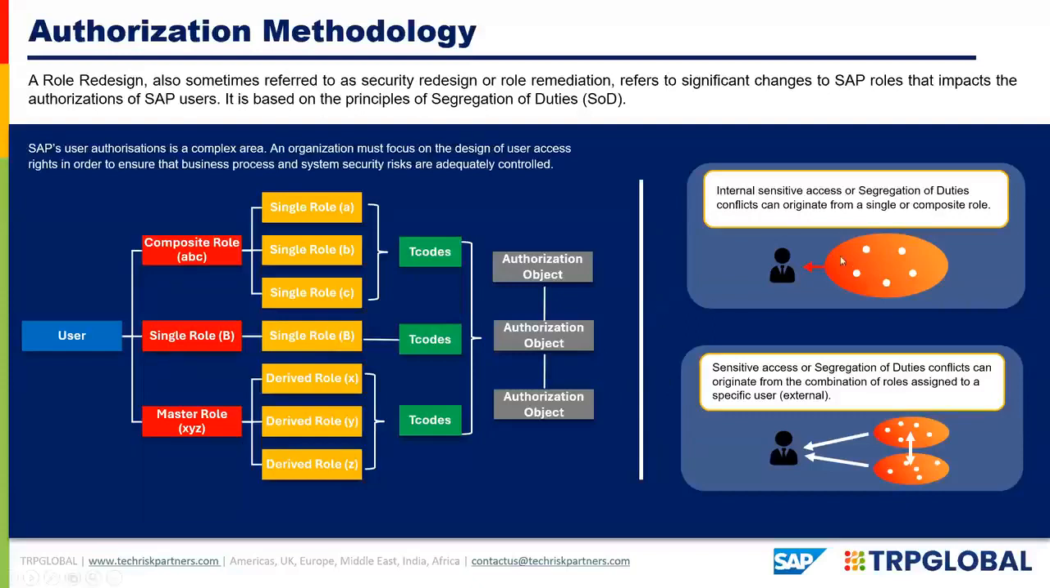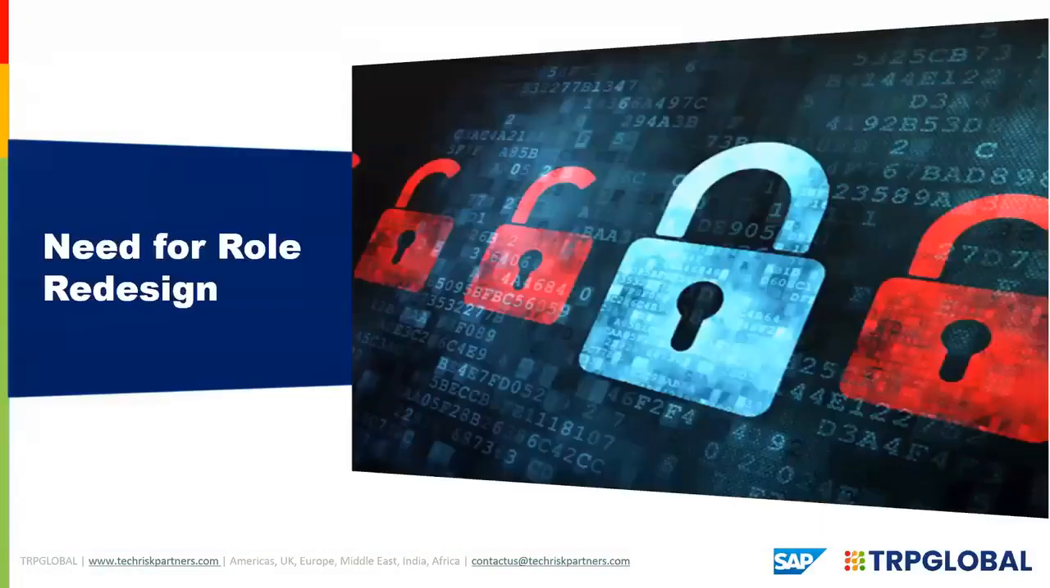There can be two types of segregation of duty issues. It can come from a single or composite role, meaning the role itself has conflicting transactions within itself. Or when we assign more than one role, be it single or composite, then more than one role also creates a segregation of duty conflict at a user level. So those are the two typical types of SOD conflict that arise in the system, one at the role level and one at the user level. Okay. Now, why do we need to redesign a role?